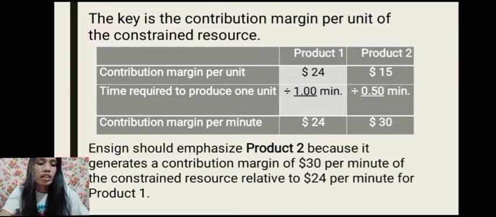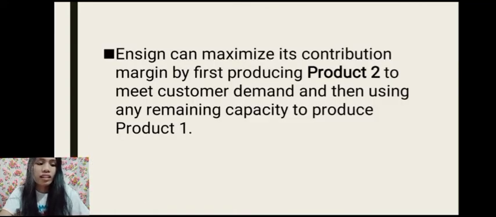So, Ensign should emphasize product 2 because it generates a contribution margin of $30 per minute of the constrained resource, relative to $24 per minute for product 1. So, though mas malaki yung CM per unit and CM ratio ni product 1, product 2 naman yung nakapag-provide ng larger CM in relation to the constrained resource. So, Ensign can now maximize its contribution margin by first producing product 2 to meet customer demand and then using any remaining capacity to produce product 1.